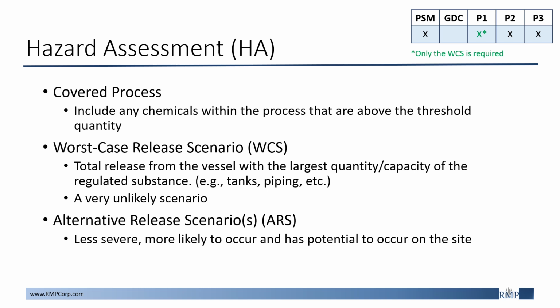Worst-case release scenarios are usually very unlikely to occur, and while one may look very severe, it should not and will not affect an auditor's perspective of the site. If anything, it would be best to be conservative with the worst-case release scenario, as that would prevent the inspectors from finding any other cases that could have a wider release and put you into trouble. Lastly, there are alternative release scenarios, which are less severe but more likely to occur than the worst-case release scenario, and these are ones where you see potential that it would occur on site.